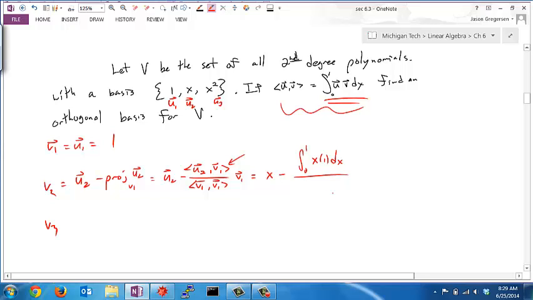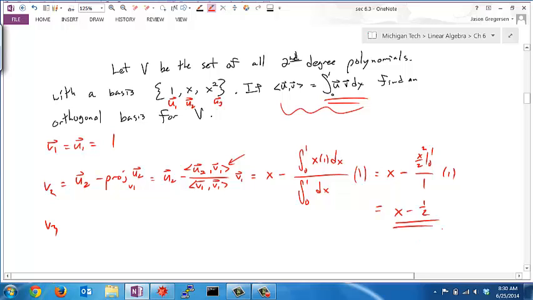And then I have the inner product of V1, V1. Well, that is just the integral from 0 to 1 of 1 times 1 dx times V1. And V1 we said was 1. Once again, we just chug this thing out. I have X minus the integral of X from 0 to 1. Well, let's see. If I integrate this thing, I'm going to get X squared over 2 from 0 to 1. And the denominator, the integral from 0 to 1 of 1 is just 1. So this simplifies to X minus, the numerator is 1/2. 1/2 divided by 1 is just 1/2.